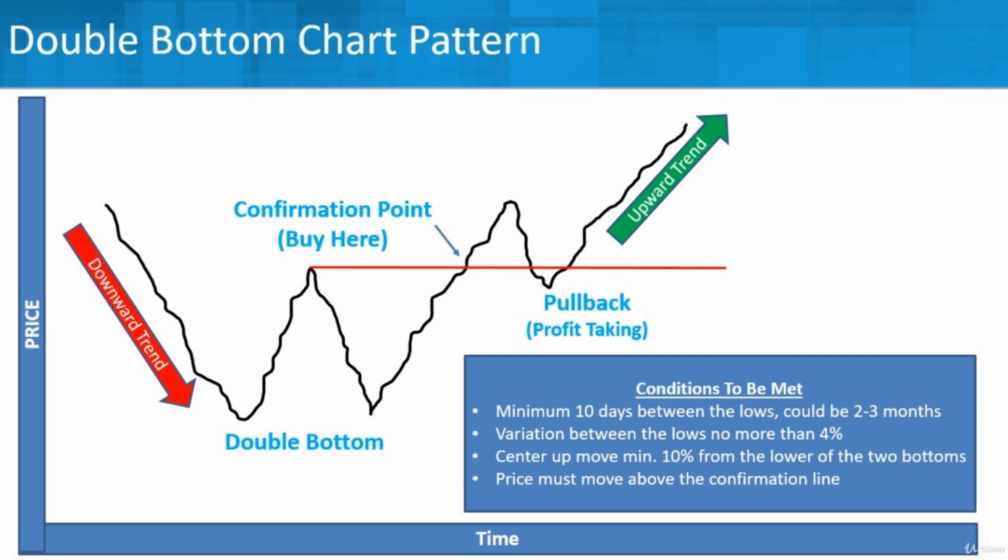So it actually looks like a W. It doesn't look like a lightning bolt that keeps going downward. It looks like a W that's formed there. And then that center up move is a minimum of 10% from the lower of the two bottoms, right? If it just goes up a couple of percent, you've got this really funky looking W. That's not it, right? So it needs to move up 10% from the bottom and really form.